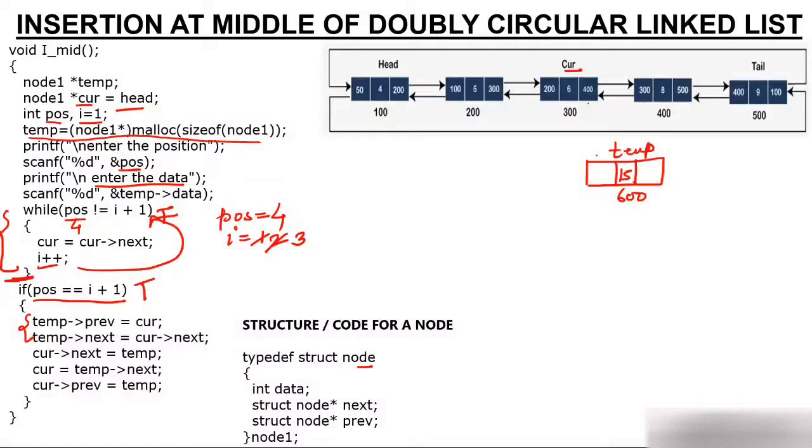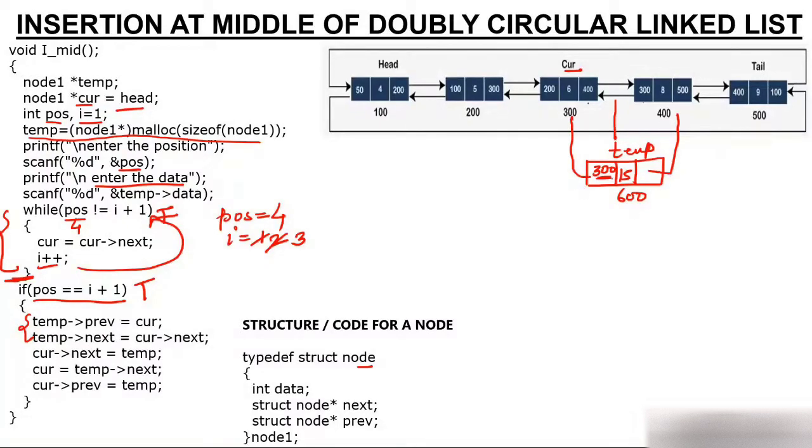Now let's understand. First of all, I'll make the connectivity of temp. Temp previous will keep, because temp is coming in between. So when temp comes in between, this part will keep the address of this and this part will keep the address of this. What is the name of this node? Current. So temp previous will have current. What is current? 300. The moment I put 300 over here, this will start pointing to this.